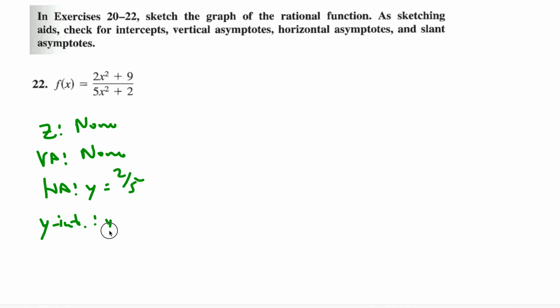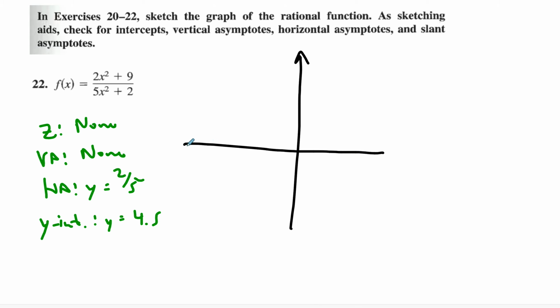Y-intercept. Y equals, well, if I plug in 0, 9/2 or 4.5 if we want to go that route. Unfortunately, that's all we've got. So it's got to have a y-intercept of 4.5. It's got no, I repeat, no vertical asymptotes, it's got a horizontal asymptote 2/5. It's going to level off down here, like that and that over the long haul. And then it's going to be 4.5. So maybe it looks something like that. That'd be my argument. Not a fun looking graph.